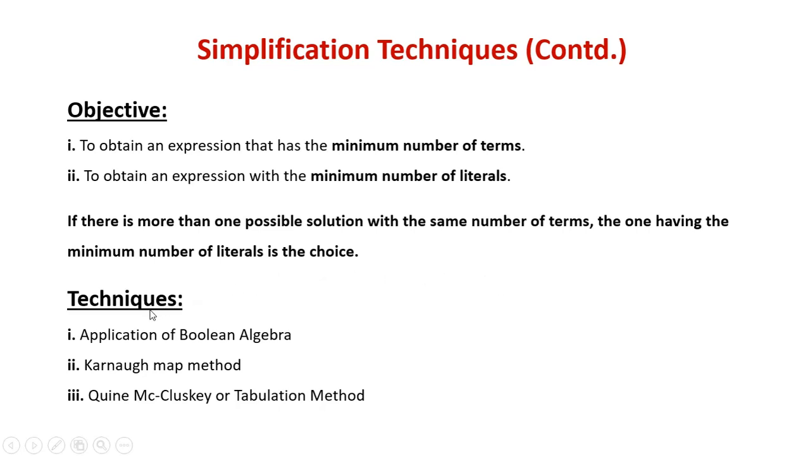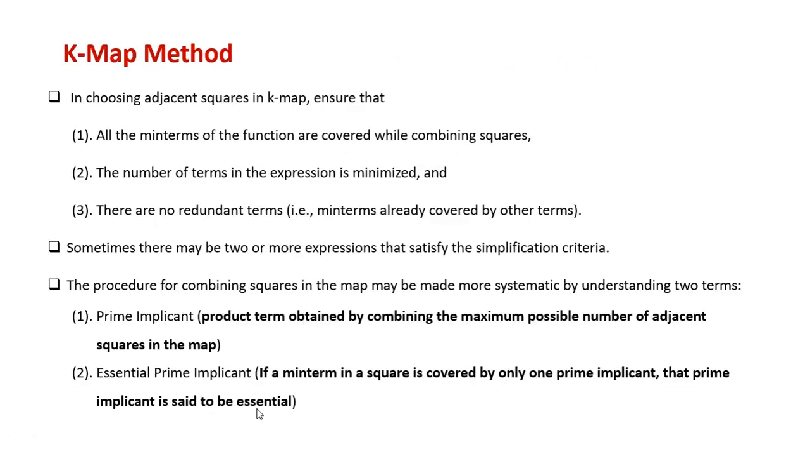Now there are various simplification techniques. First, we can apply Boolean algebra, which we have already discussed in previous lectures. Then the other one is the Karnaugh map or K-map method, and the other one is the Quine-McCluskey or tabulation method. We have discussed the K-map method in an earlier lecture also, so a few things are left in the K-map method that we will discuss today.